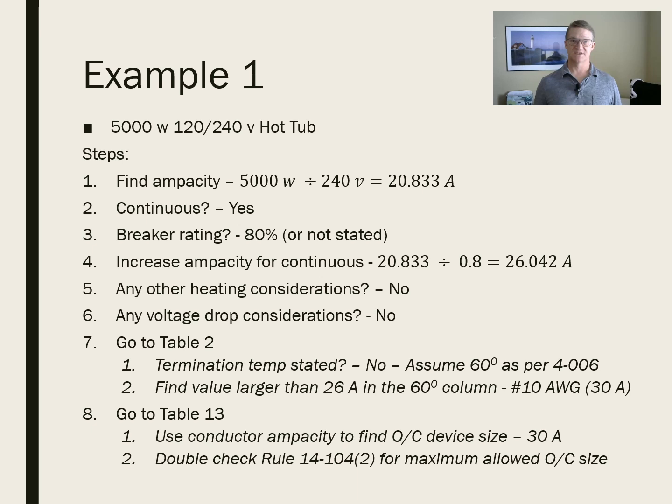Our last step is to take the conductor ampacity and go to table 13. Table 13 tells us that we need to have a 30 amp breaker for this particular load. Don't forget to double check Rule 14104 Subrule 2. If you see the double squigglies inside table number 2, it means that that rule could take precedence over the size of overcurrent device that we choose. In this case, it's not a problem, and we're going to use a 30 amp breaker.